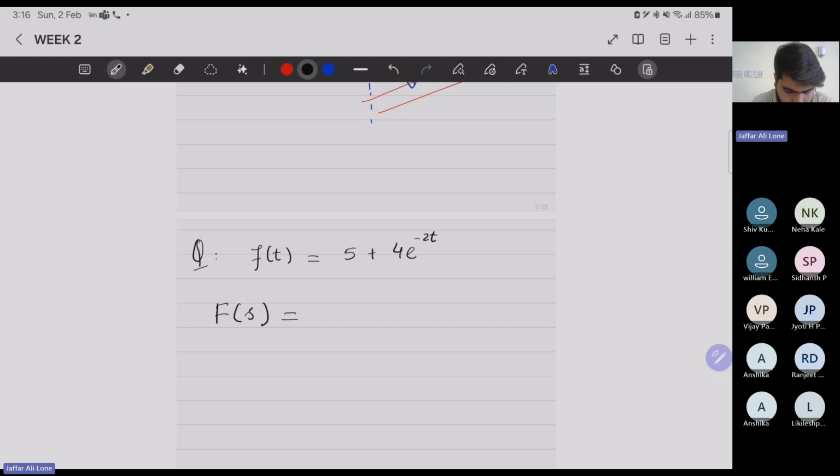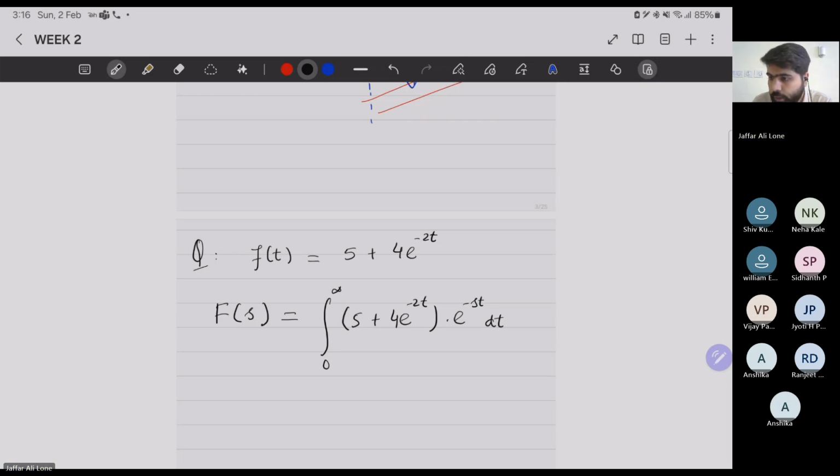So let's try to solve this question. Again, applying the formula, it's the integral from 0 to infinity of 5 plus 4 e raised to the power minus 2t, into e raised to the power minus st, dt.